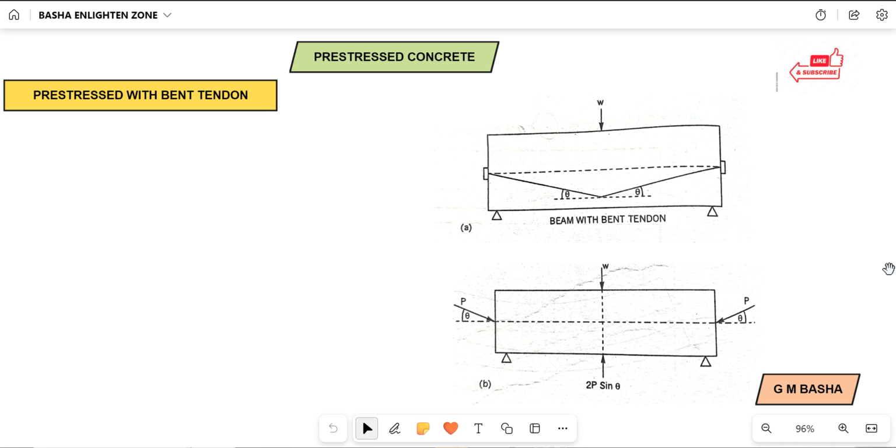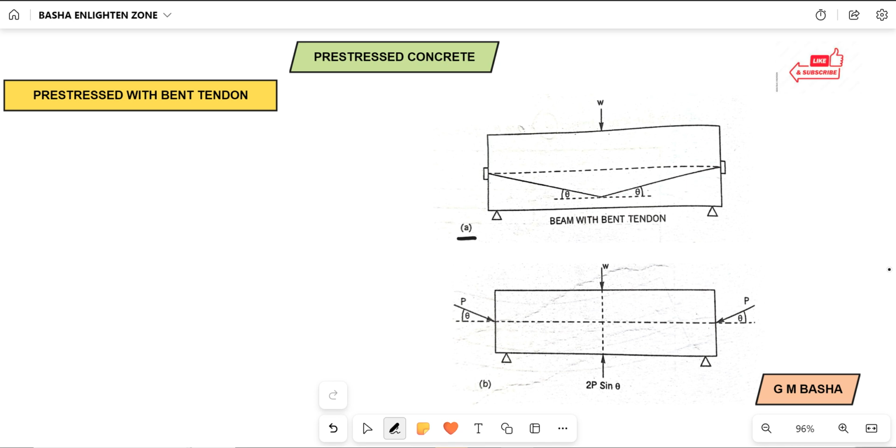In this lecture, I would like to explain another concept in prestressed concrete, that is prestressing with a bent tendon. See here. This figure A shows a prestressed concrete beam with a bent tendon. I already explained the case when the tendons are placed along the centroidal axis with some eccentricity.